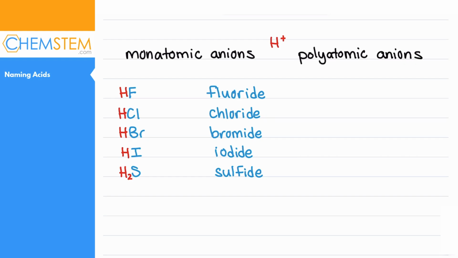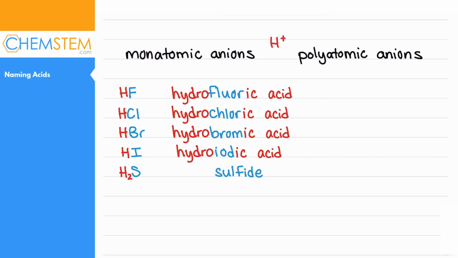So here's how we are going to fix that. We're going to chop off the "ide" ending, and we're going to add "ic acid." So this is fluoric acid. Well, not quite, because we actually also need to add a prefix. This is not just fluoric acid, this is hydrofluoric acid. So you need to add a hydro to the front and an ic acid to the back after you chop off the "ide." Let's do that.